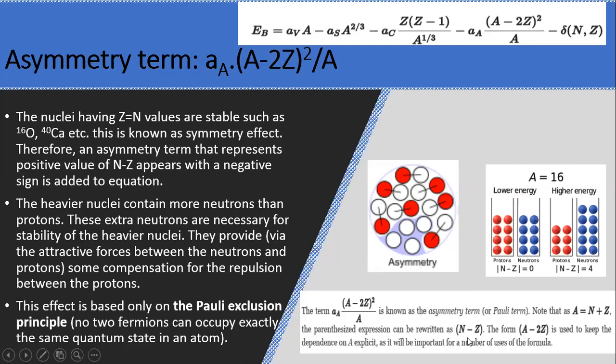Or simply you can use N minus Z, because A equals N plus Z, and when you put in the value of N plus Z, Z plus Z minus 2Z will be equal to minus Z, so it will be N minus Z. Either you can use N minus Z, or you can use A minus 2Z whole square, because different books use these two different forms to represent the asymmetric term. You can use any one of them. They have the same values. So this is all about the asymmetric term.